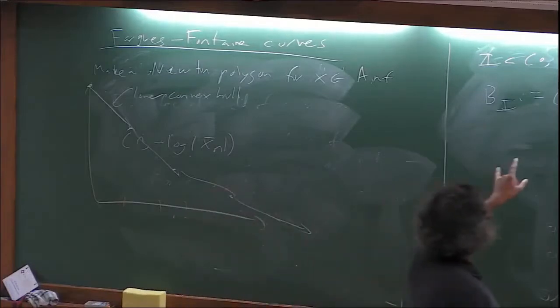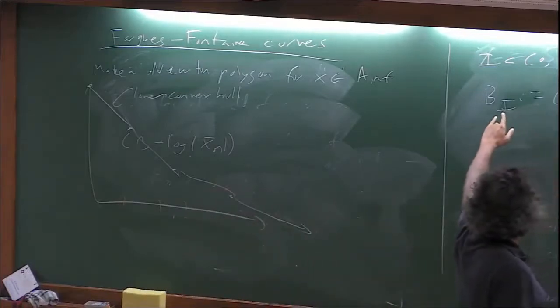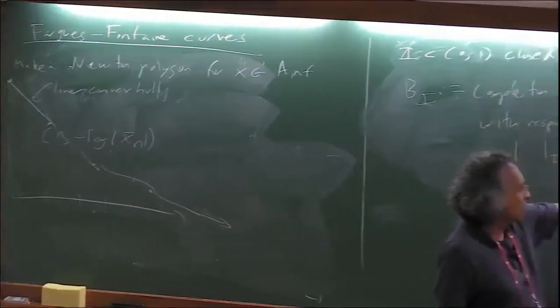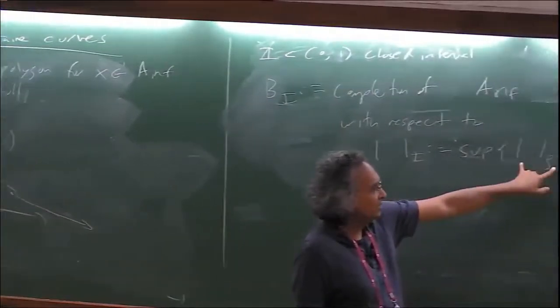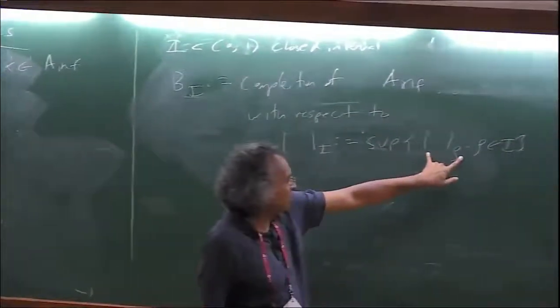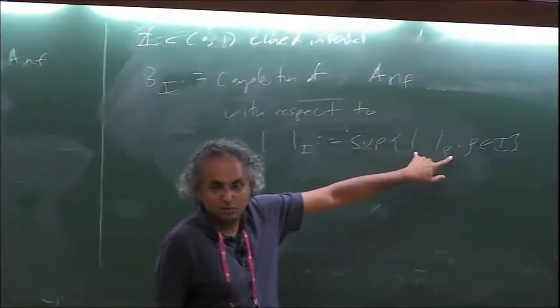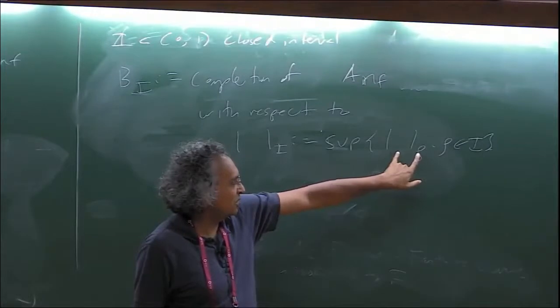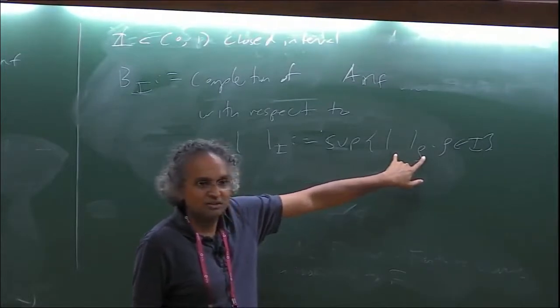Okay, so I'm going to define another norm on A-inf by taking the supremum over all values in a closed interval, but I know I have this log convex property. So what does the log convex property tell me about this supremum? Well, where can this supremum be? Where can the maximum actually occur?